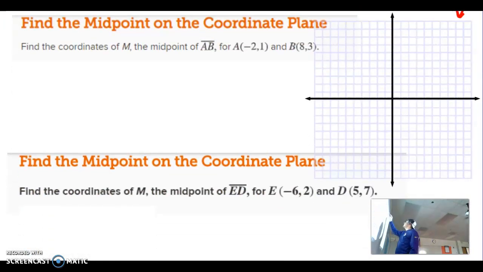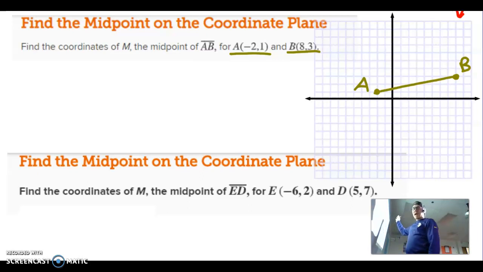So when we've got AB, let's use some different colors here. If I plot point A at -2, 1, so that's going to be right here. That's point A. And then I plot point B at 8, 3. 1, 2, 3, 4, 5, 6, 7, 8, and then go up 3. That's going to be point B for me. That's my line segment, AB. See, notice that I cannot count to a midpoint in this scenario.